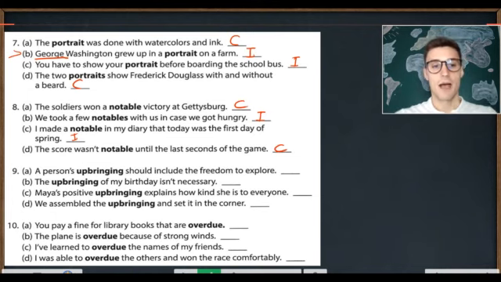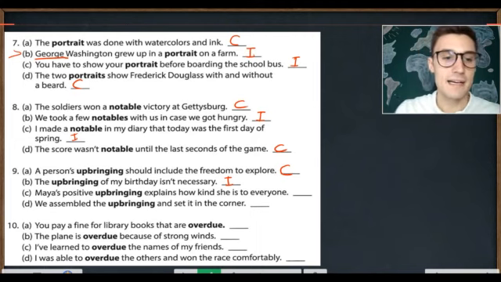9A. A person's upbringing should include the freedom to explore. Your upbringing, you should be able to explore. Yes, correct. B. The upbringing of my birthday isn't necessary. Incorrect. You cannot bring something up and call it the upbringing. It doesn't work like that.